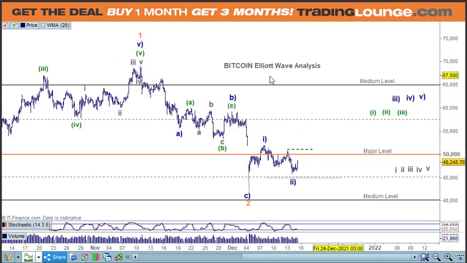So this is just our 4-hour chart here. If we see this top here being breached, that will confirm this is an ABC pattern at that point. It didn't count very well up here as 5 waves. So that's always been a bit of an issue. So I wouldn't get too excited about this at the moment.